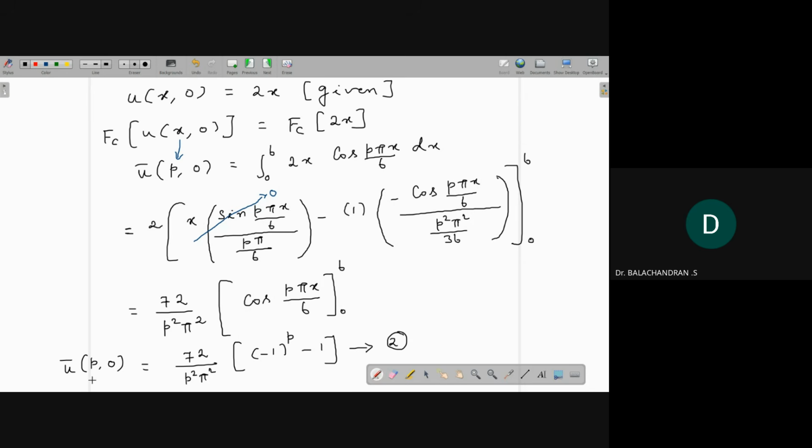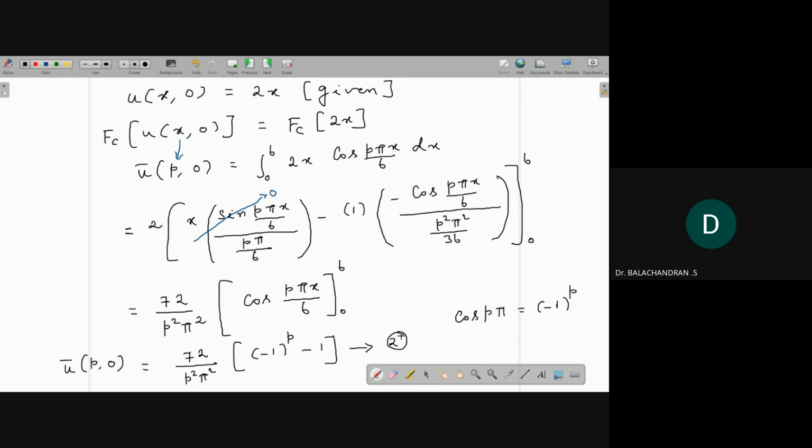So that is the left hand side, 72 by p square pi square into, if I substitute the upper limit, what happens? 6 gets cancelled, cos p pi. Cos p pi is what? Cos p pi is equal to minus 1 whole power p. And then if you substitute the lower limit, cos 0 is what? 1. So I call this equation number 2.